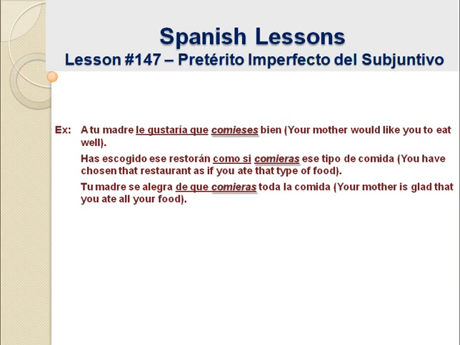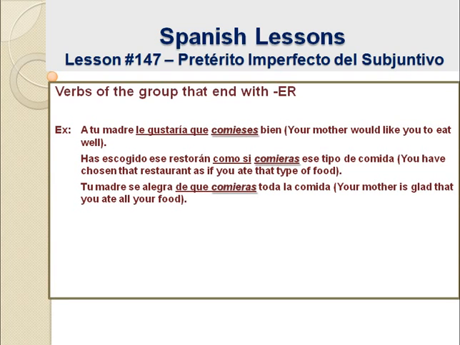Now let's step into the second classification of verbs. The group of verbs that end with the letters ER. Here are some examples. A tu madre le gustaría que comieses bien. Your mother would like you to eat well. Comieses is in pretérito imperfecto del subjuntivo.